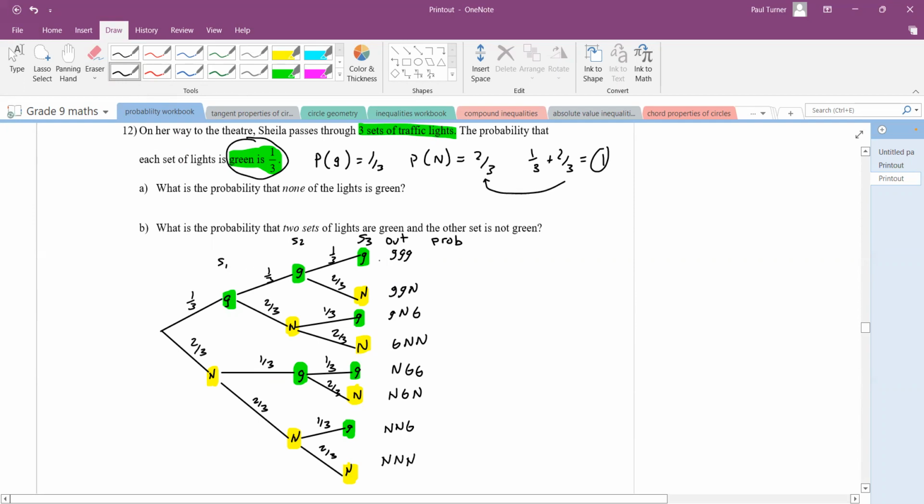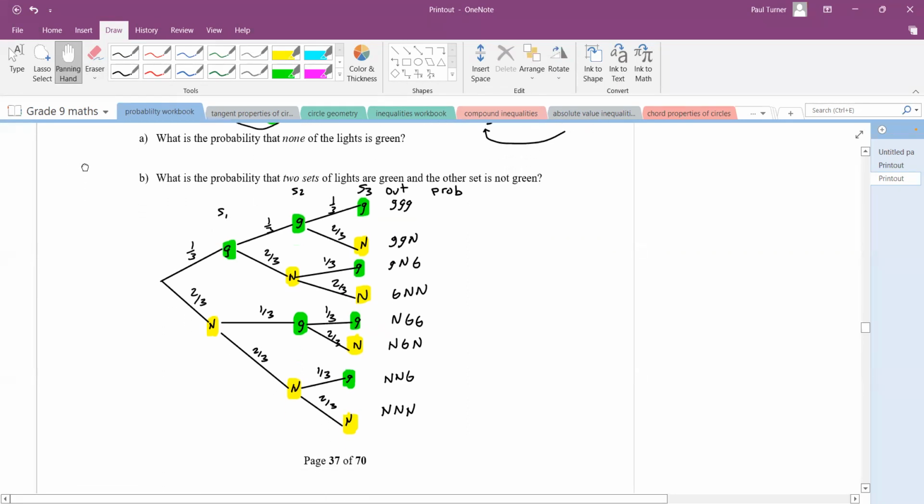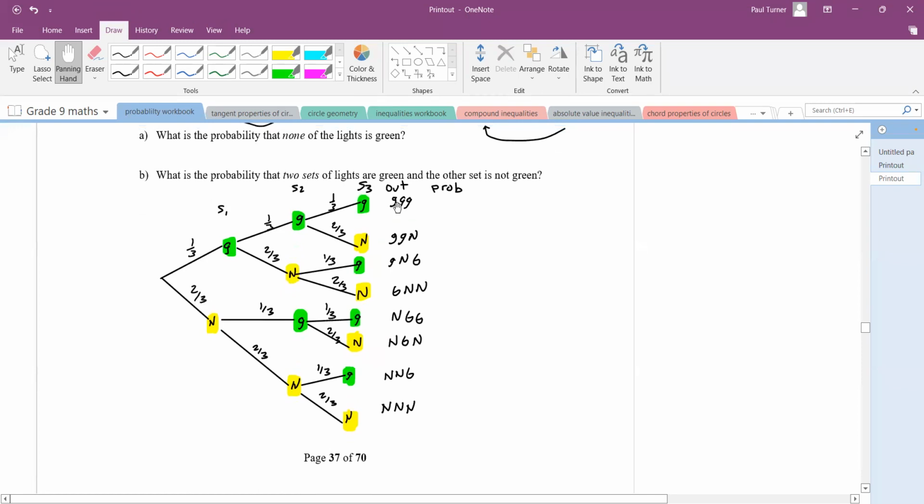So we can calculate our probabilities for each of these. Let's move up a little. So let's put them in. So remember, we multiply the probabilities along the tree here for our multiplication law. So this would be 1 on 27. This would be 1 times 1 times 2, 2 on 27. 1 times 2 times 1, that would be 2 on 27.